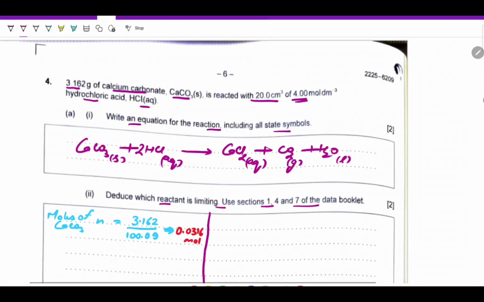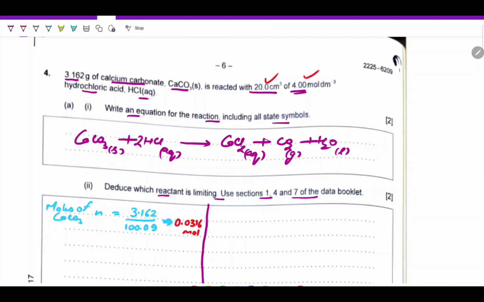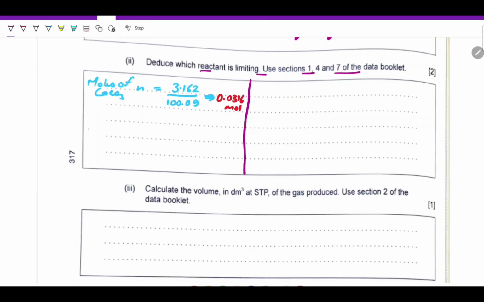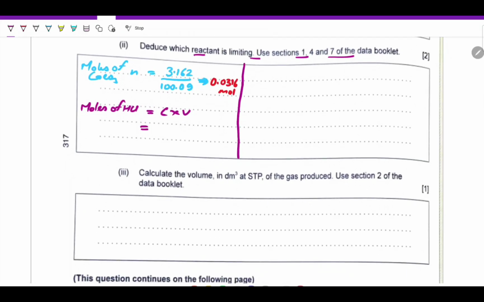Now, in order to find the moles of HCl, I have the volume and I have the concentration. Moles of HCl will be equal to C into V, that is concentration into volume. The concentration given to us is 4 mole per dm³. So 4.00 into volume, which is 20 divided by 1000, comes out to be 0.0800 mole. This is for HCl.